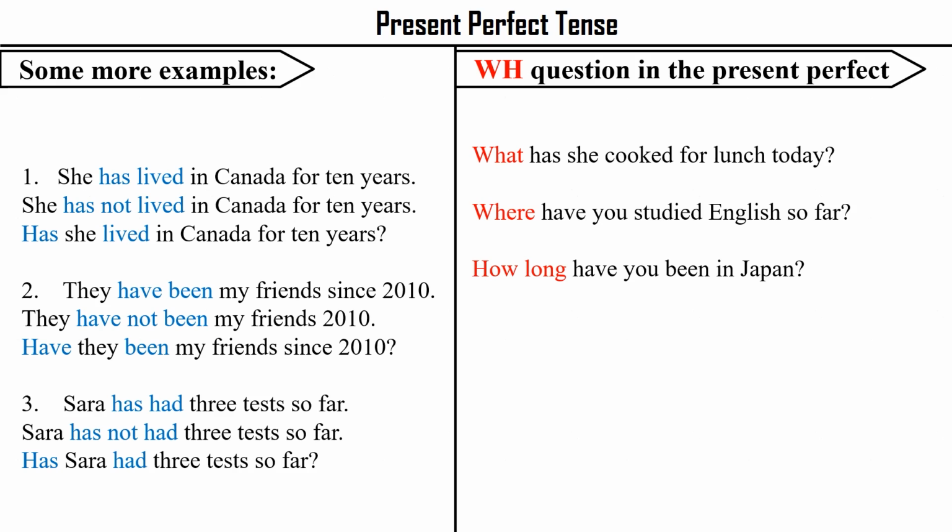How long have you been in Japan? Remember, in the present perfect tense, we cannot use when. Instead of when, we use how long. How long have you been in Japan? Because in the present perfect tense, the time is not clear. That is why you cannot use when. When is used to ask when something happened. So in the present perfect tense, the time of an action is not clear. The action happened at some unclear time. How long have you been in Japan? But it is wrong to say when you have been in Japan.